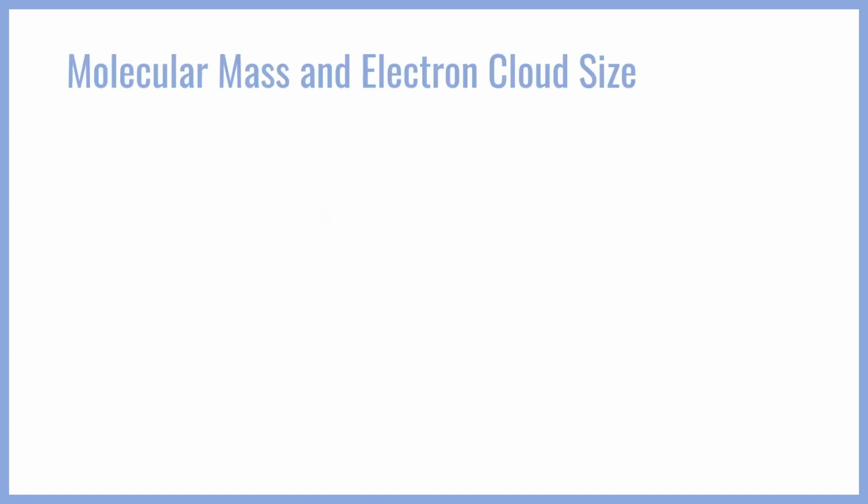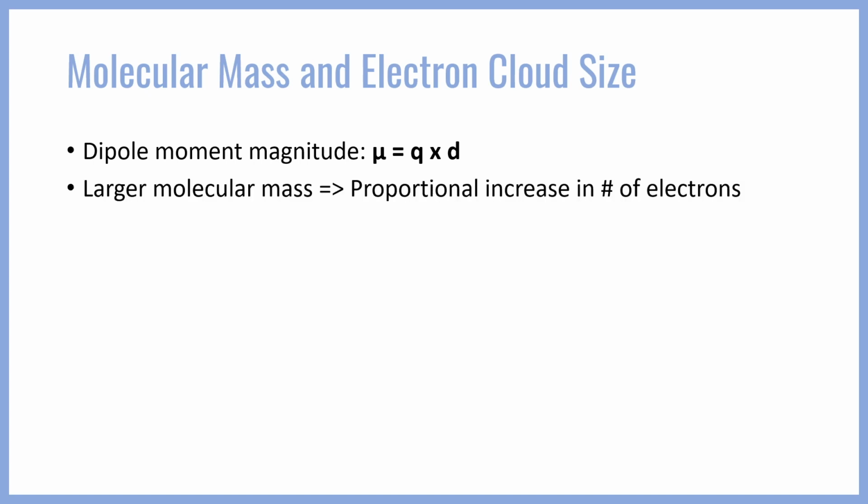To understand the impact of molar mass on LDFs, we first have to understand what impacts the magnitude of a dipole moment to begin with. We can see from our formula here that the dipole moment mu is equal to the charge being separated times the distance. Now, an increase in molar mass leads to a roughly proportional increase in the number of electrons because you get one electron per new proton. It's not quite proportional because neutrons also add mass without more electrons, but you get the gist.